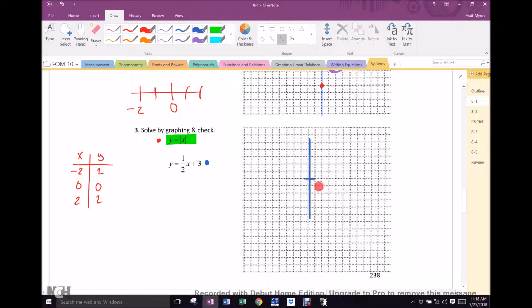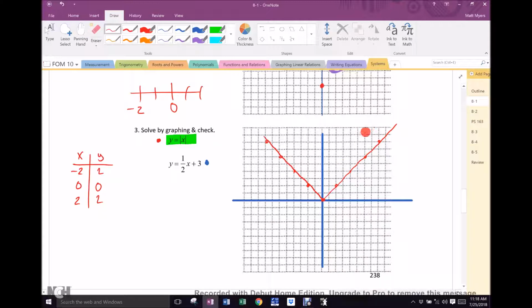So let's put it in our graph. All right, so the red guy, when x is negative 2, y is 2. 0, 0, 2. Now you can see I go over 2, up 2, so I'm going to continue to go over 2, up 2, over 2, up 2 on both of them, right? Making this sassy V graph. Everybody cool?